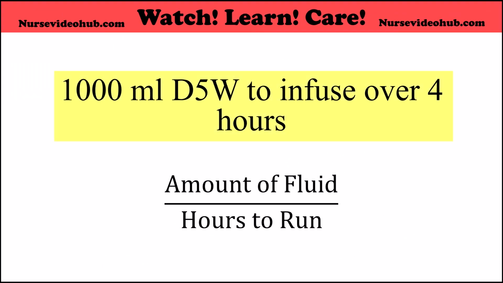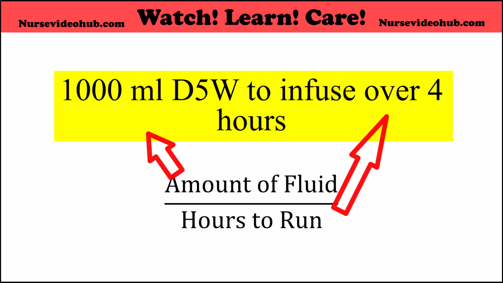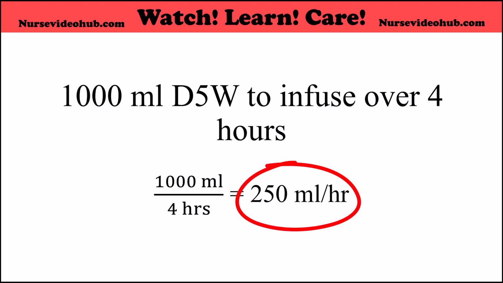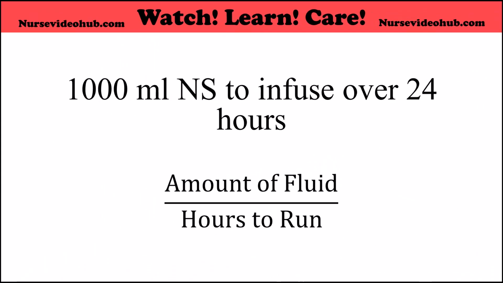The order reads 1,000 milliliters of D5W to be infused over 4 hours. The total amount of fluid is 1,000 milliliters. You want to infuse it over a period of 4 hours. Plug the numbers into the formula. 1,000 milliliters divided by 4 hours equals 250 milliliters per hour, and that is what you program the IV pump to, 250.